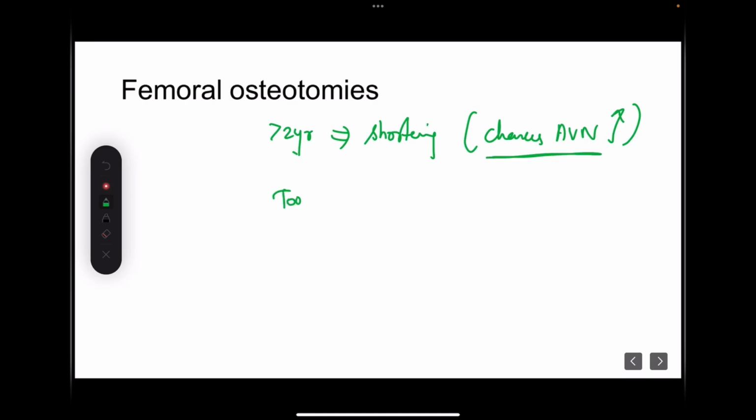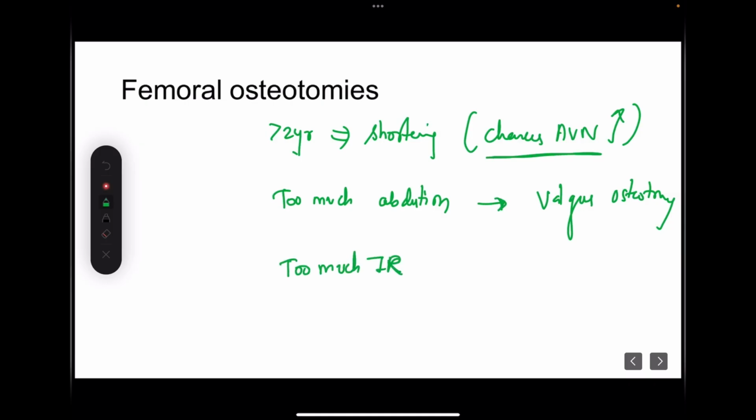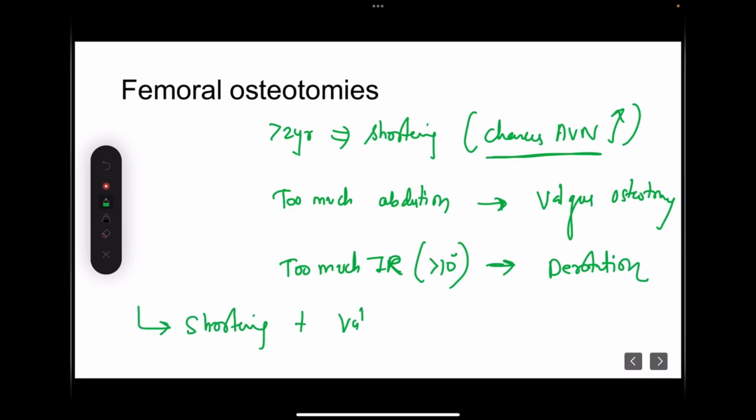If too much abduction is required to keep the hip in place, then we have to go for valgus osteotomy also, apart from the shortening. And in addition to the abduction, if too much internal rotation is also needed to keep the hip in its place, that is more than 10 degrees, then apart from the valgus osteotomy you will require derotation also. So what all osteotomies on the femoral side might be needed: one is shortening, another is valgus, and another is derotation, and that is VDRO, whereas derotation osteotomy most of the time is needed apart from the shortening.